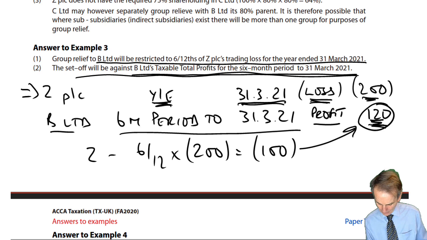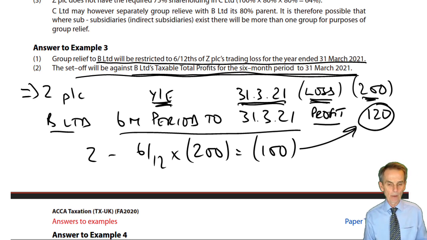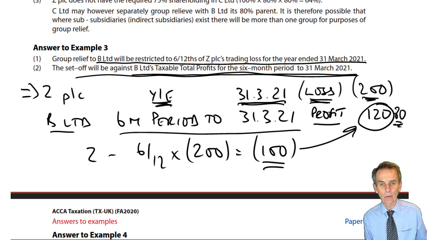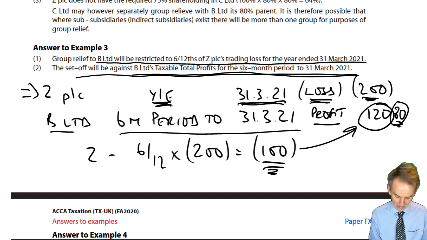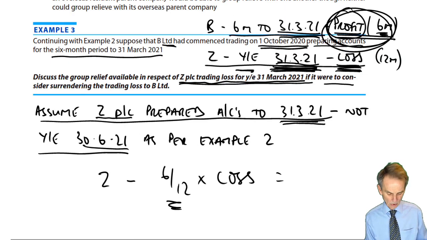Clearly, if that profit figure for that 6-month period was less than 100,000, then that would be the smaller number. That would be the maximum amount of group relief available. So if this was 80,000 instead of 120, the amount of loss, 100, is bigger than the amount of profit within the claimant company. So then the maximum group relief would not be the 100,000 loss, it would be the £80,000 profit.